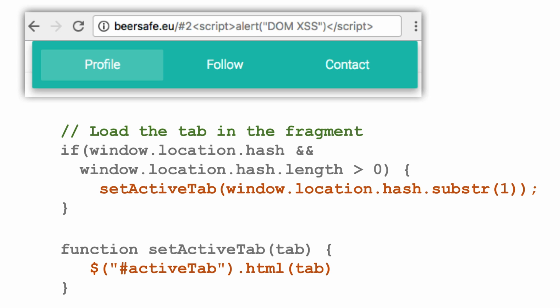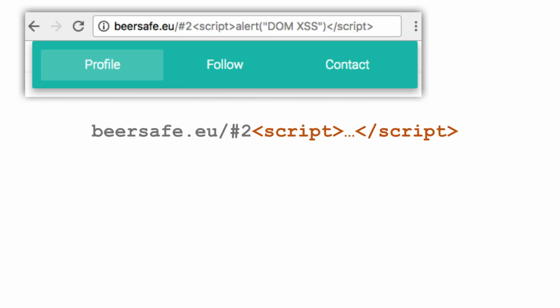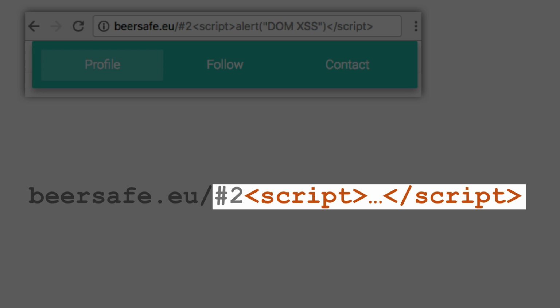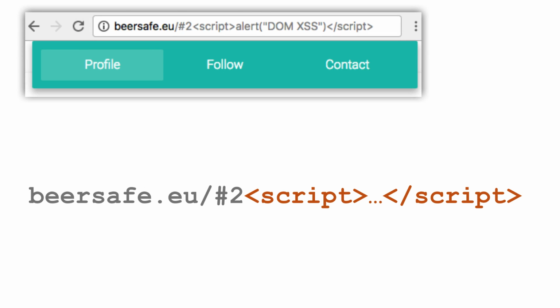Note that this example is a reflected DOM-based XSS attack. But make no mistake, stored DOM-based XSS attacks exist as well. What's even more special in this scenario is that the payload is part of the fragment of the URL. The fragment is intended for client-side use only and is not sent to the server as part of the URL. This means that the server never sees the payload of the attack. Server-side defenses are useless against DOM-based XSS attacks.